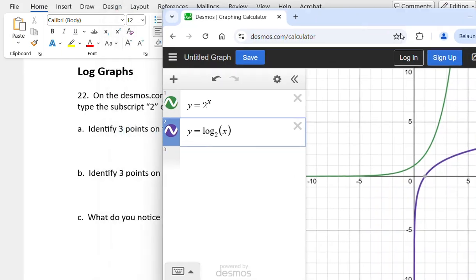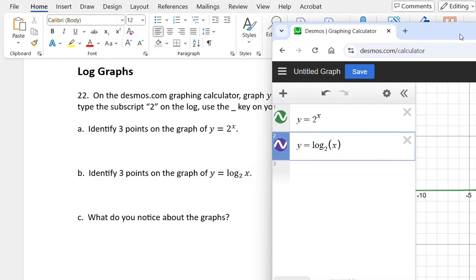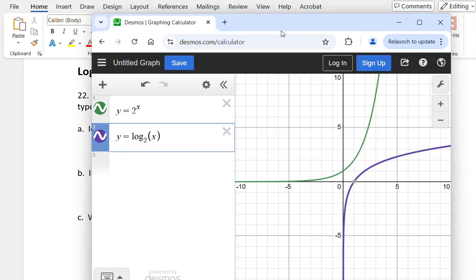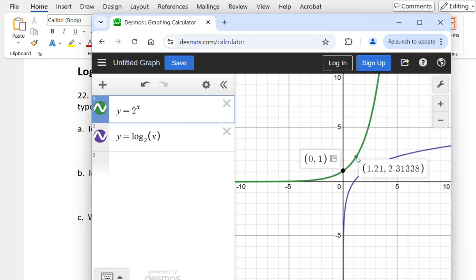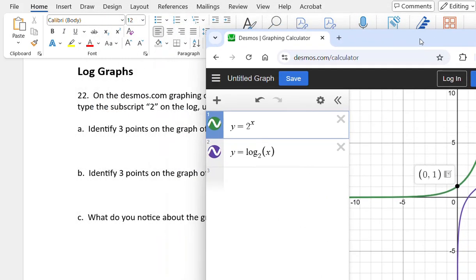My first question is asking me to identify 3 points on the graph of y equals 2 to the x. So this is my green graph. I see that I have a point at 0, 1, another point here at 1, 2, if I can get it exactly on there, right there. And then I have another point at 2, 4. So 0, 1, 1, 2, and 2, 4.